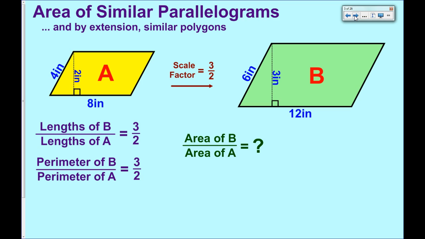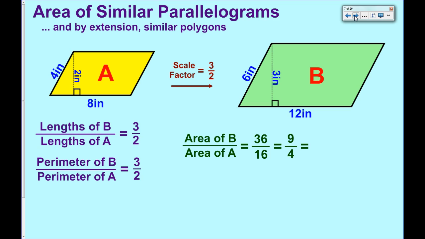But my question to you today is what is the proportionality of the area of B to the area of A? And without further ado, let's just go ahead and calculate it. So if I go ahead and write a ratio of B's area to A's area, I get 36 over 16, which can be simplified to 9 over 4.